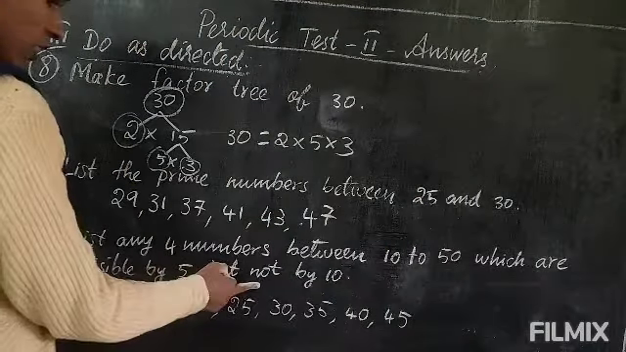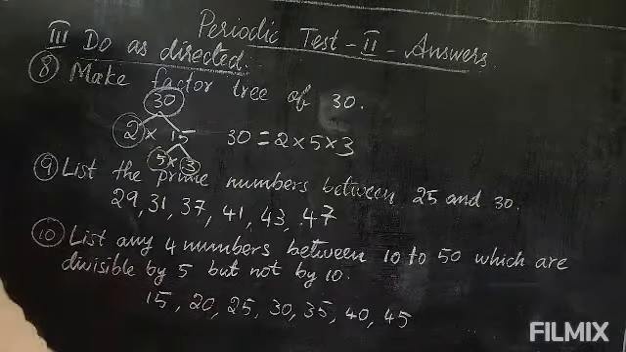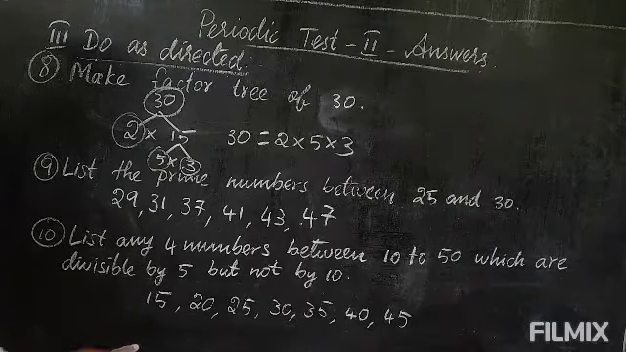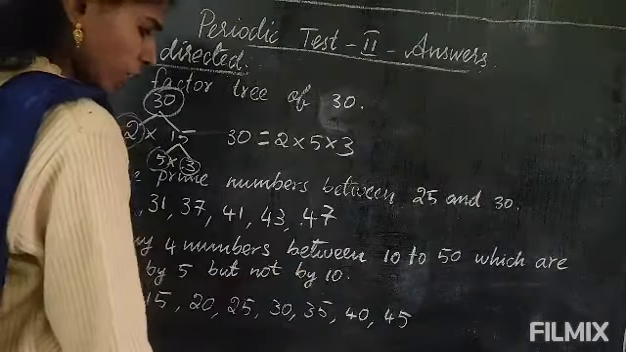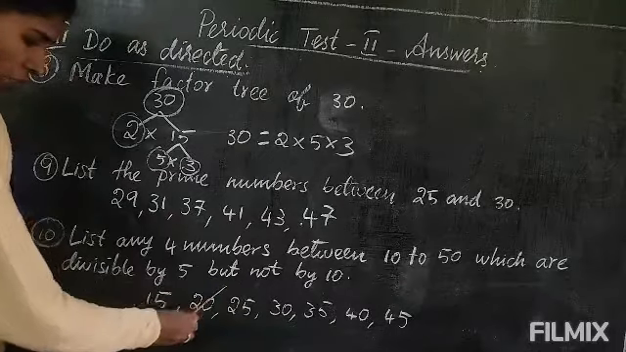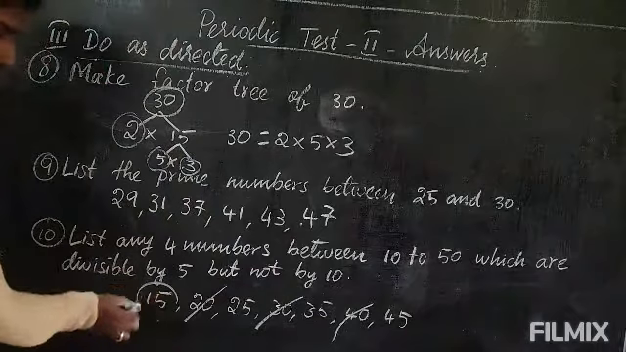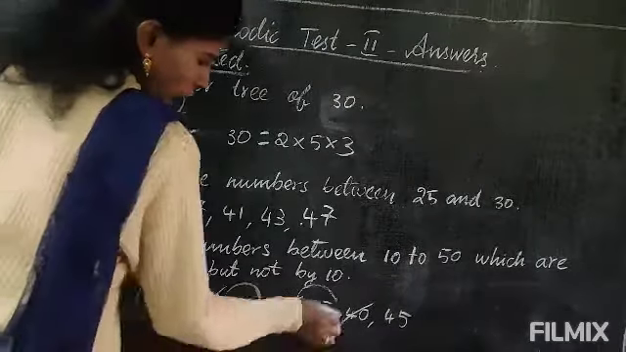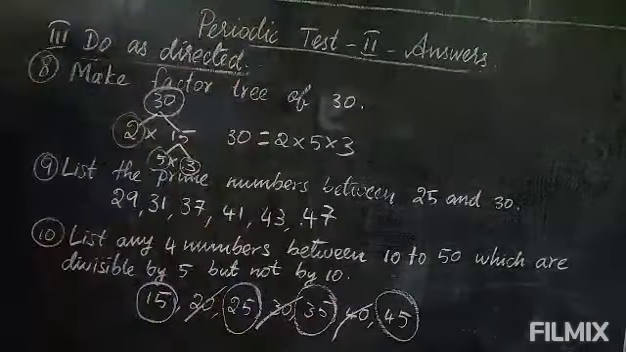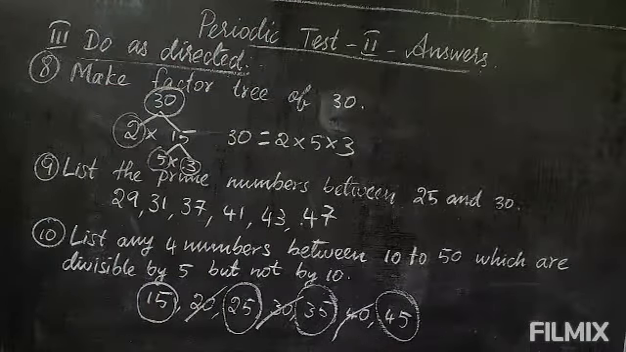Now the next condition is given: but not by 10. So these numbers should not be divisible by 10, only by 5. Divisible by 10 means it will end with 0. It will have 0 in the one's place. So those numbers you can cut. So 20, 30 and 40 if you cut, remaining 15, 25, 35, 45. So these are the numbers which are divisible only by 5, not by 10.